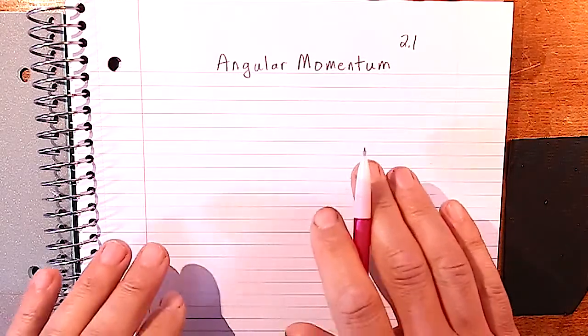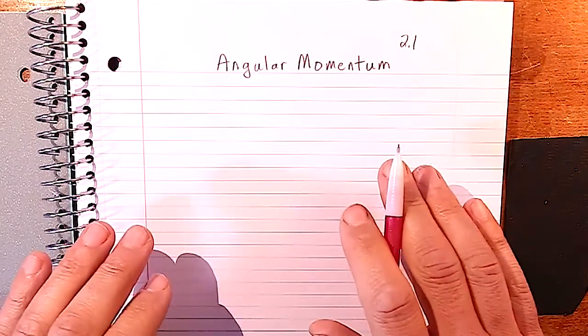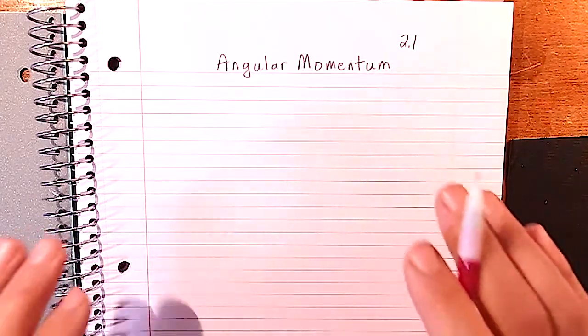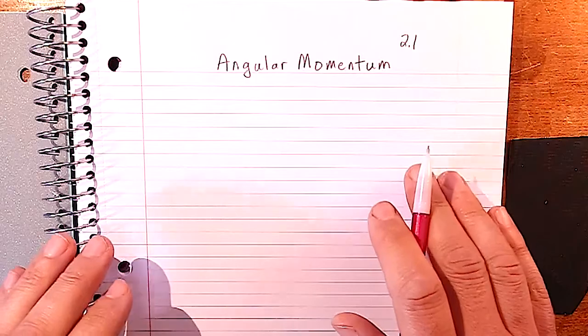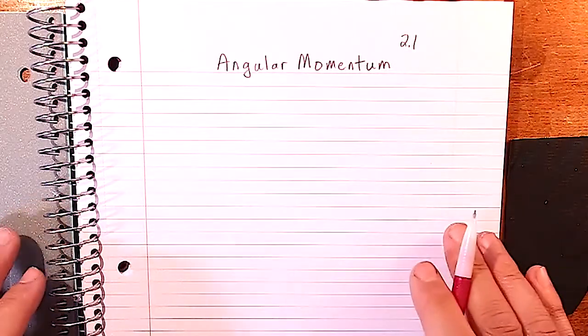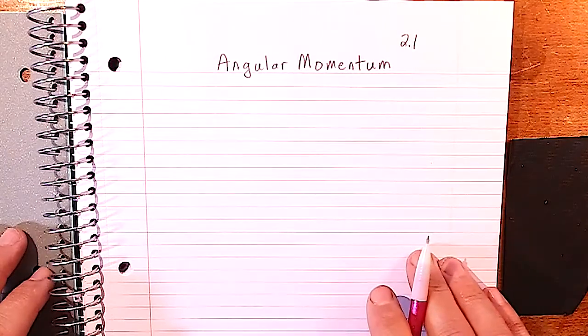So all we're going to be dealing with is theoretical stuff right now, and then we're going to get into solving problems. But if you don't understand the theoretical stuff of angular momentum, those problems are going to be very, very difficult to solve, and they will get very confusing.